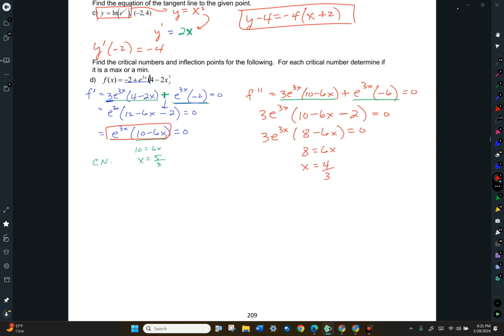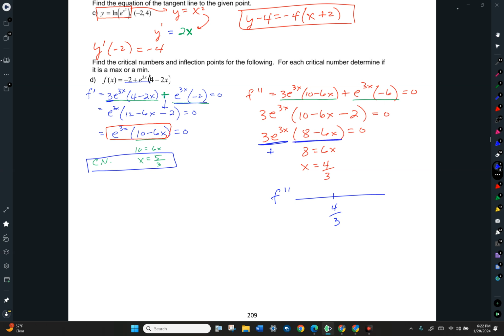So it said find the critical numbers and the inflection points. Well, this is definitely a critical number, and this is the potential inflection point. In order to know for sure if it's an inflection point, I need to know if the second derivative changes sign. So I can think about the second derivative. I know it equals 0 at 4/3. If I want to think about if it's positive or negative, again, remember this is always positive. So the second derivative is positive or negative based on this 8 minus 6x.